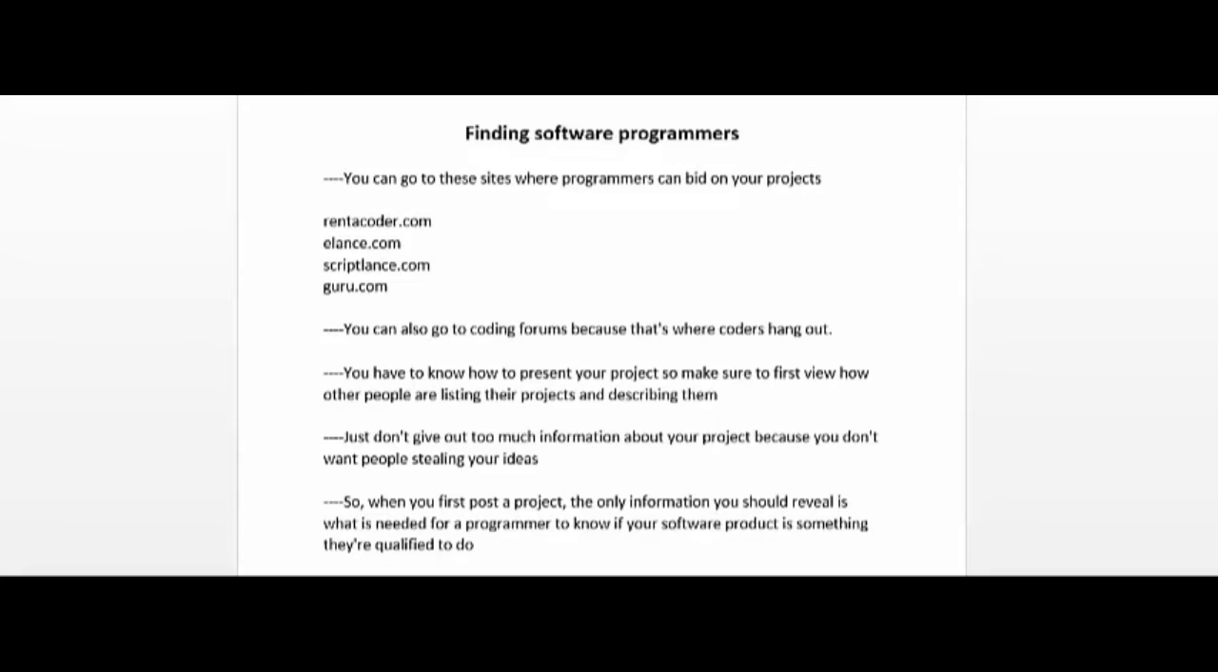Okay, so when you visit these sites where programmers can bid on your projects, you have to know how to present your project. Make sure to first view how other people are listing their projects and how they are describing them on these sites. You also have to be very careful. You don't want to give out too much information about your project because you don't want people stealing your ideas. So when you first post a project, the information that you should reveal at first is what is needed for the programmer to know if your software product is something they are qualified to work on.